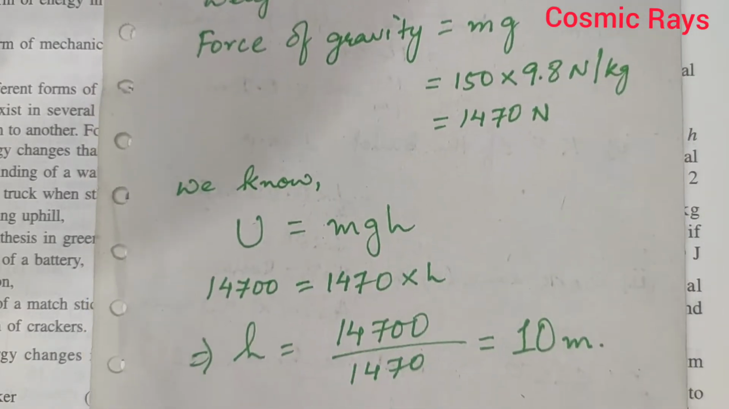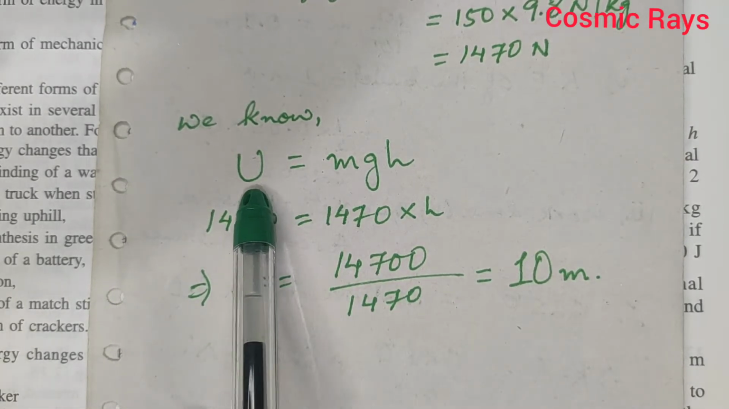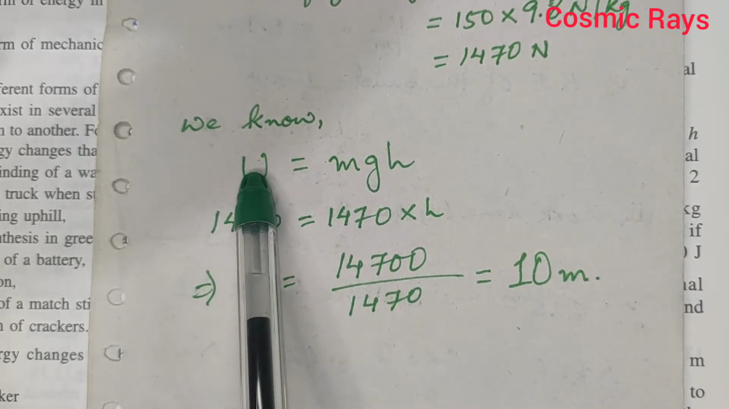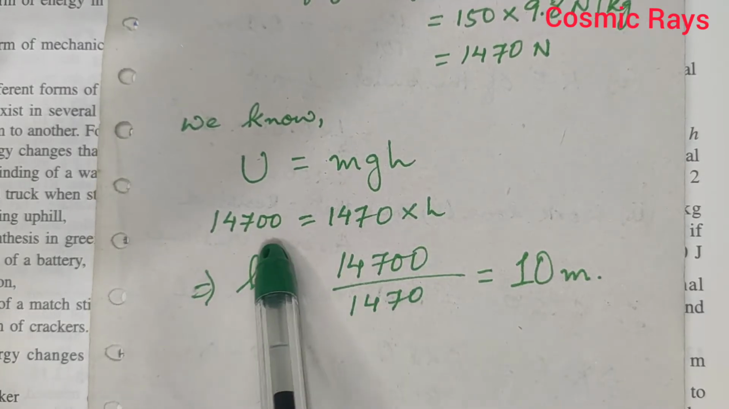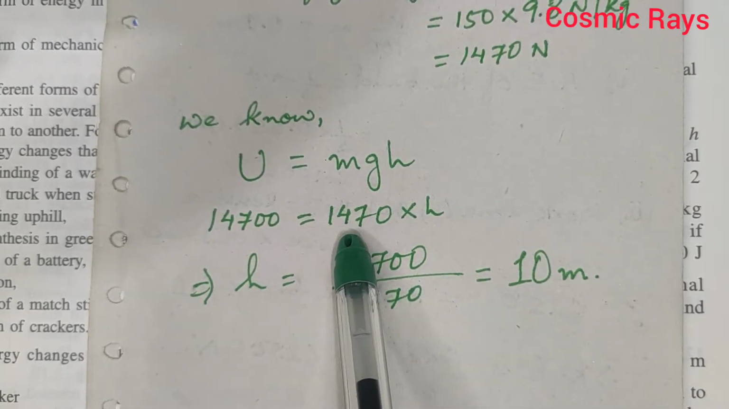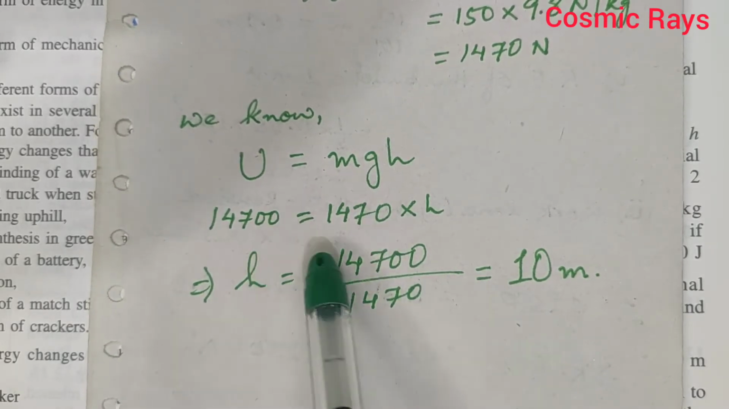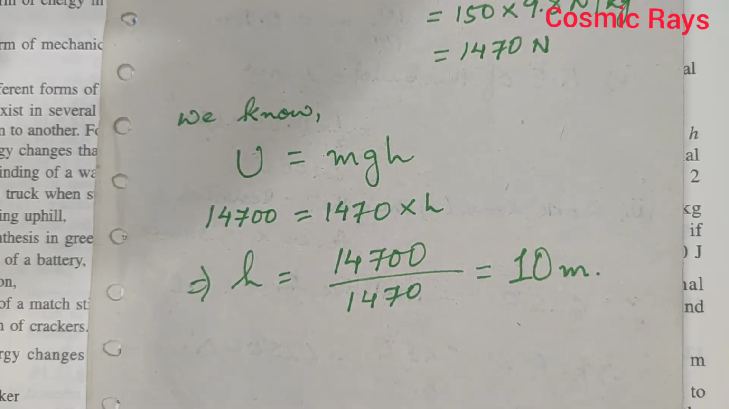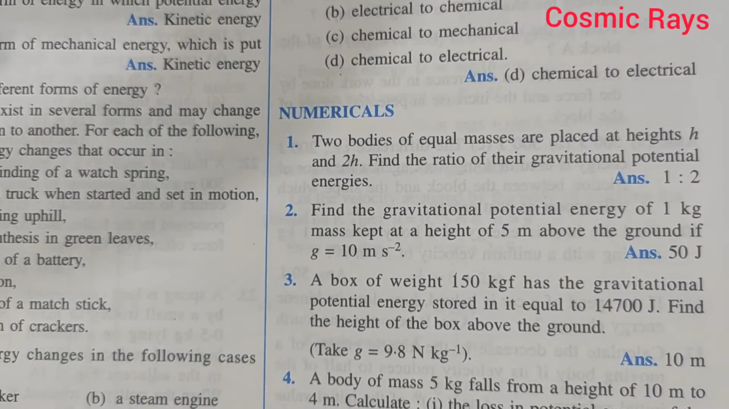Now we know the formula for gravitational potential energy, U is equal to mgh. From here we have the value of U, we have the value of mg, we can calculate the value of h. So we just place the values, 14,700 is equal to 1470 multiplied by h. So you take this number to the other side, so h will be 14,700 divided by 1470, that is equal to 10 meters. So this is the solution for this.